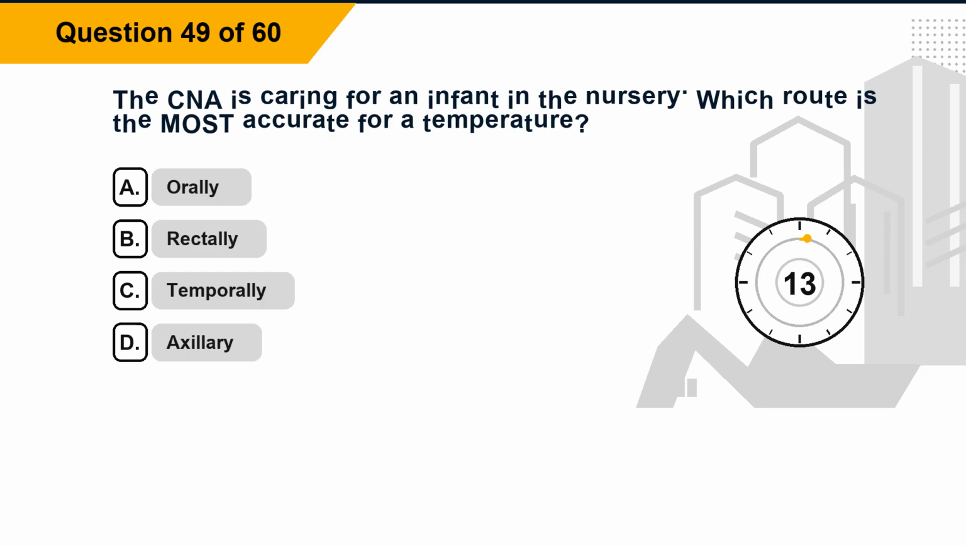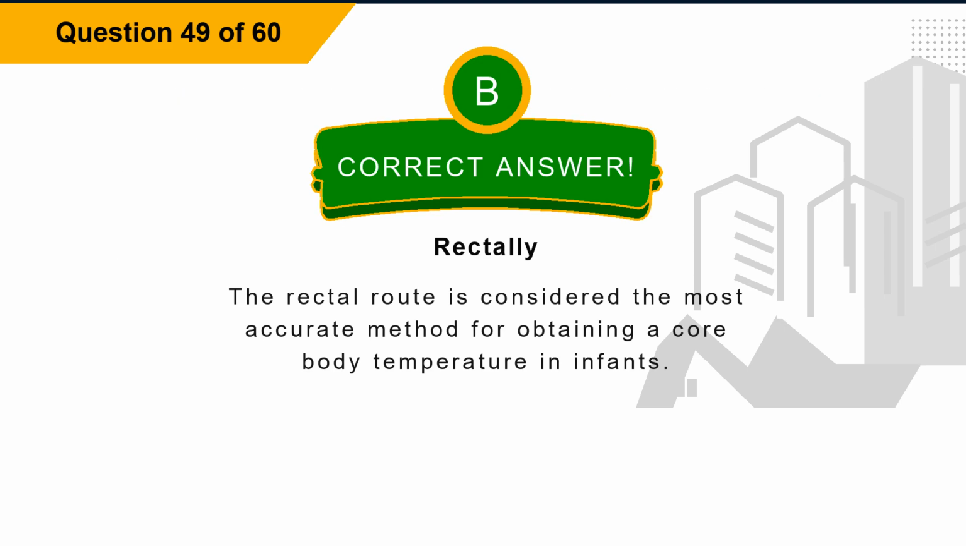Question 49. The CNA is caring for an infant in the nursery. Which route is the most accurate for a temperature? Option A, orally. Option B, rectally. Option C, temporally. Option D, axillary. The correct answer is option B, rectally. Explanation: the rectal route is considered the most accurate method for obtaining a core body temperature in infants.